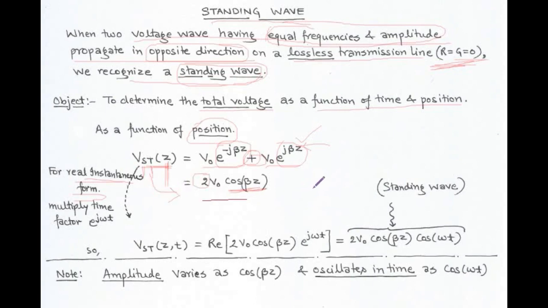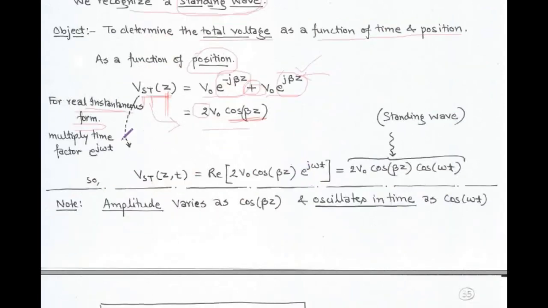Now we can convert this equation into the real instantaneous form of the voltage. For this we first multiply by a time factor, that is e to the power j omega t, and then we take the real part. So after multiplying by e to the power j omega t and taking the real part, we get 2V0 cos beta z into cos omega t. We get cos omega t as the real term in e to the power j omega t.